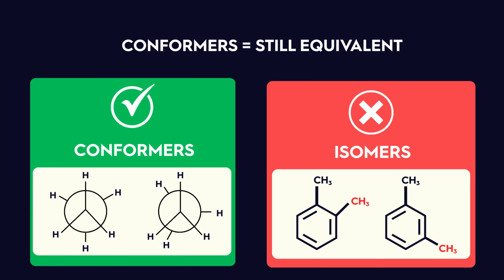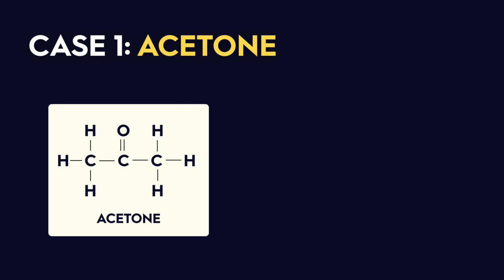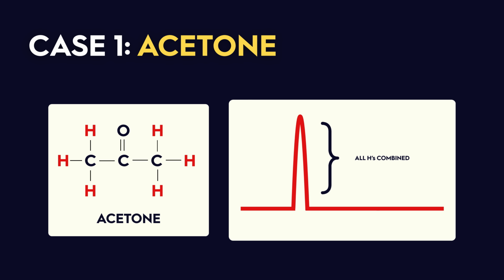Let's work through examples. As we saw in the pop quiz, the two methyl groups are related by symmetry. All 6 protons are homotopic, giving one singlet that integrates to 6.